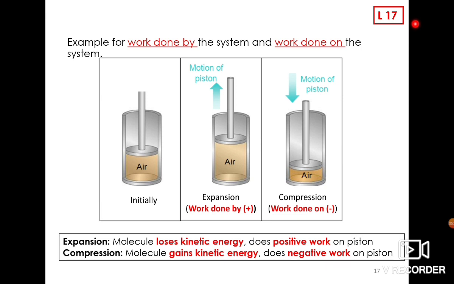For example, for work done by the system and work done on the system. Initially, this is the initial volume. Expansion means the volume will increase. Motion of the piston is upward. Compression means the motion of the piston is downward, or the volume will decrease.